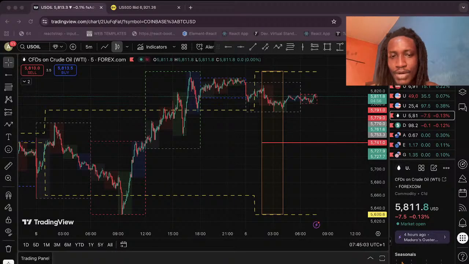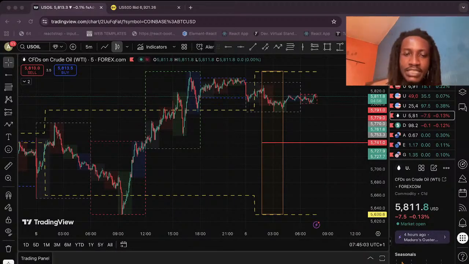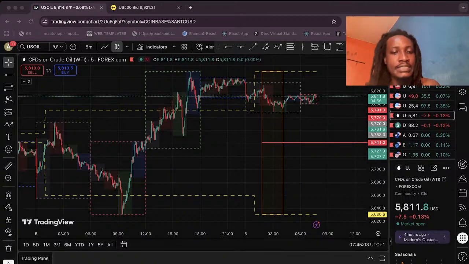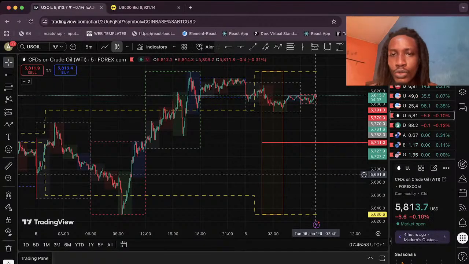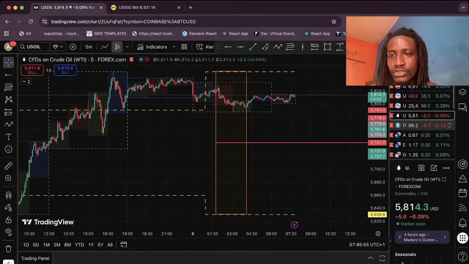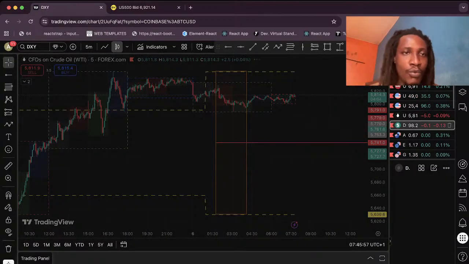Remember, if the price is not clear, it means it is not tradable. If the price is not clear to you that is analyzing it, it means it is not tradable. So as it stands now, we won't be spending much time on UX Oil. We'll leave it alone. I will go straight to the next item in our watch list.